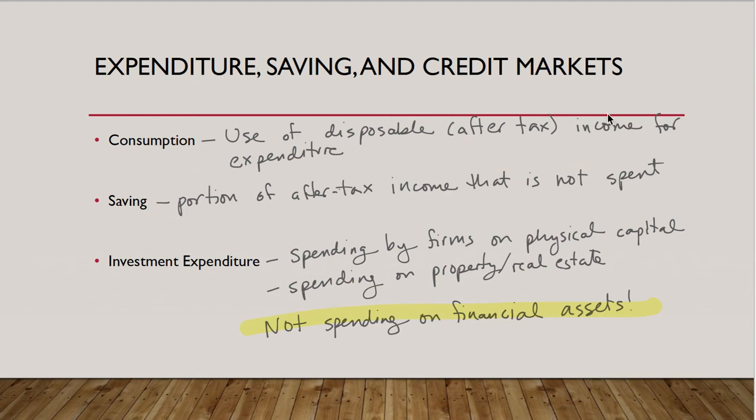Investment expenditure refers to spending by firms on physical capital, to spending by households and firms on property or real estate, and it does not refer to spending on financial assets. In fact, it is savings that are assumed to capture people's acquisition of financial assets.